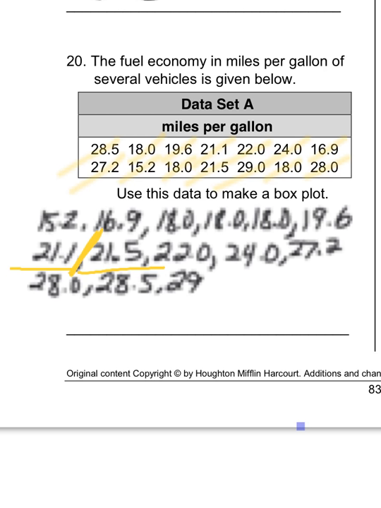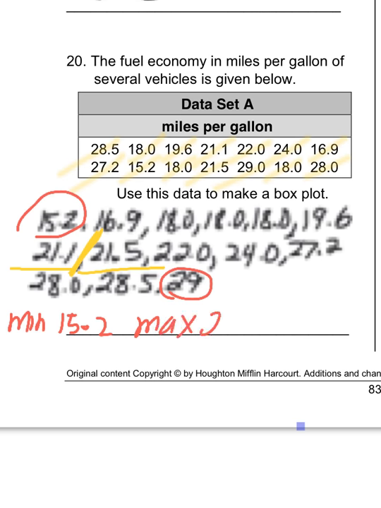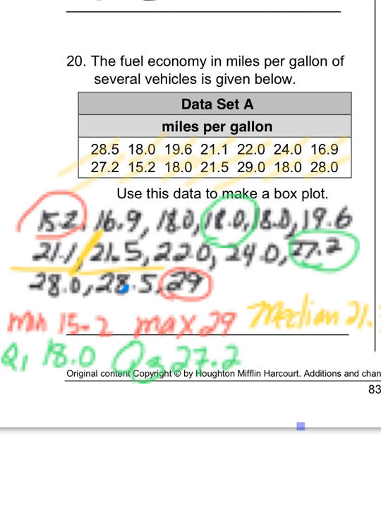My first number is 15.2. So my minimum is 15.2. My maximum is 29. And my median would be between 21.1 and 21.5, which means I need to add them together and divide by 2. Once I divided, I ended up with my median being 21.3.